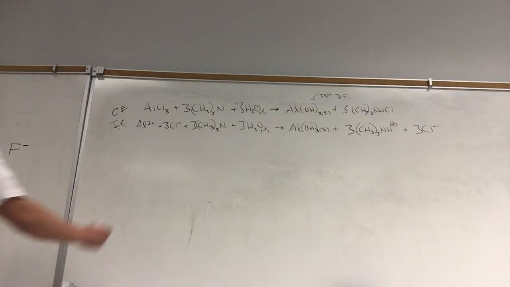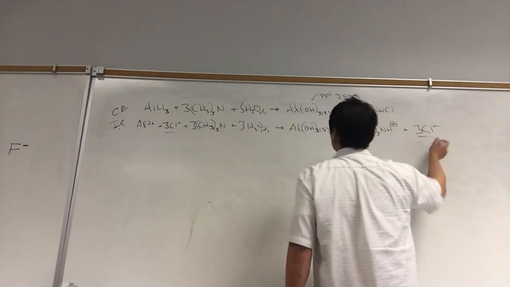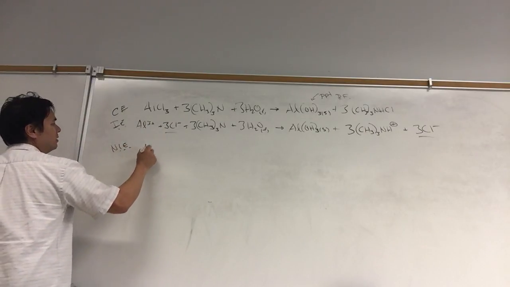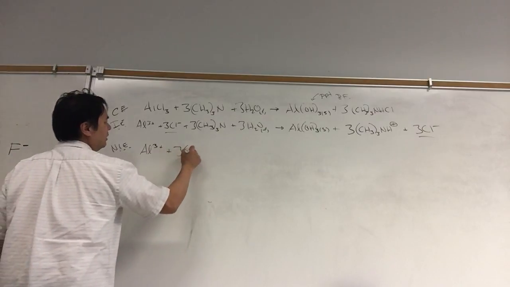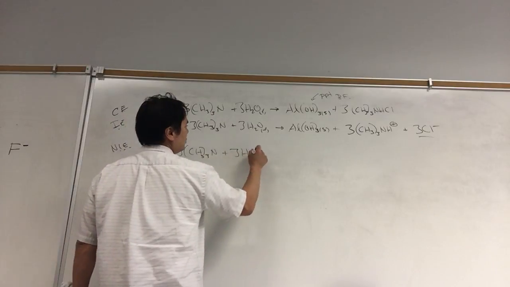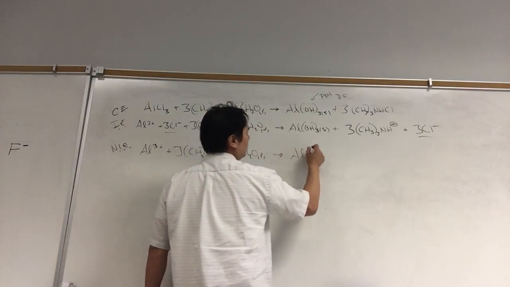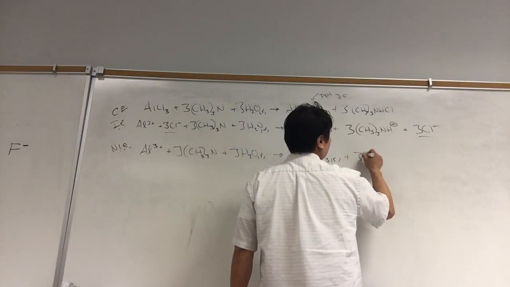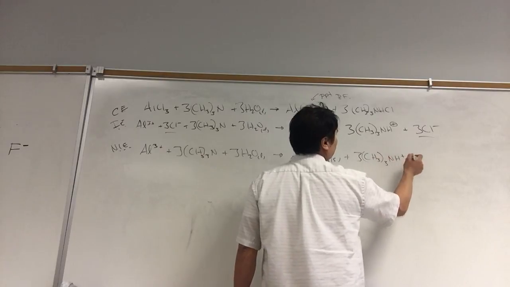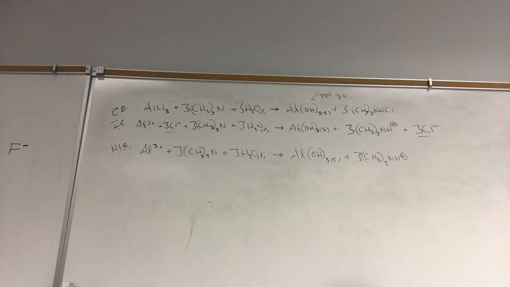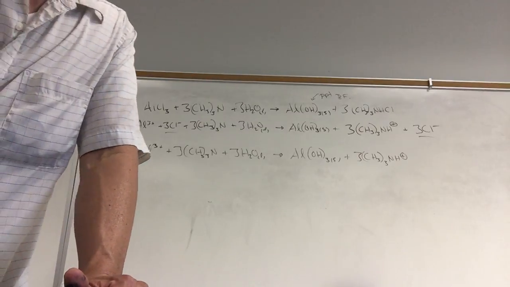We get rid of the spectators. It looks like chloride is a spectator. And so the net ionic equation will just be aluminum 3+ plus 3 trimethylamines plus 3 H2O liquids yield aluminum hydroxide solid plus 3 trimethyl ammonium ions. That should be it. All right, we're out of time here, so those are the examples.